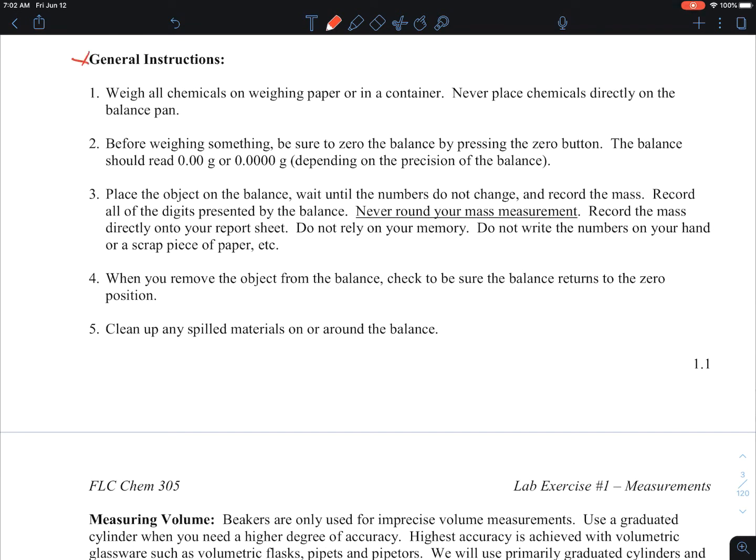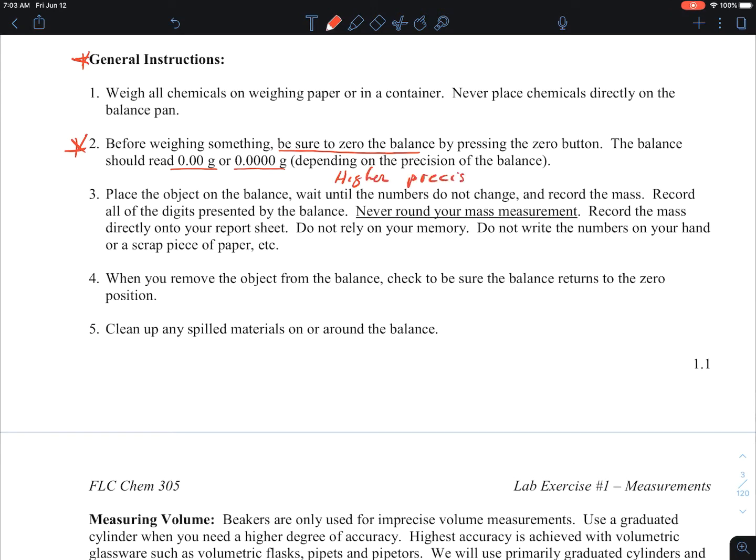Okay, general instructions. I'm not going to read through all of these, but there's a few that I want to point out. The first one is step 2 right here of the general instructions, and you want to watch out for this in the video that you watch. Since we're not actually doing this experiment in the lab, someone else is going to be doing it for you. But watch out to see that they are zeroing the balance that they are working with before they use it, and that the balance is going to read anywhere from out to 2 decimal places to out to 4, depending on the precision of the balance.